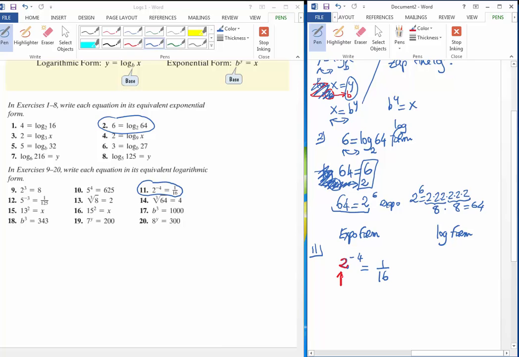So 2 is a base, the quantity being raised to the power. Now, what is the exponent? The exponent is -4. And I have 1 over 16, which is the other quantity.